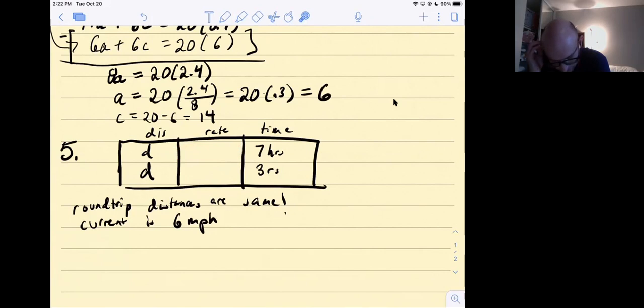Wait, never mind. The current's supposed to be making it go faster, so then it would be +6. That's right. But is the first one going faster? No, it's slower, so minus. I'm sorry. Exactly. No, it's okay. Yeah, I also get mixed up on this.